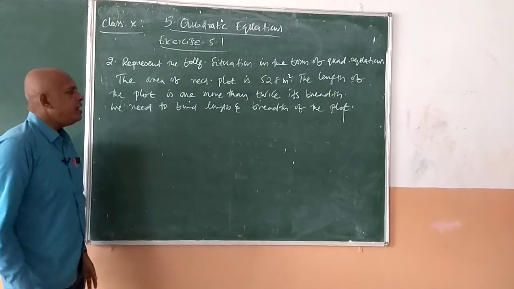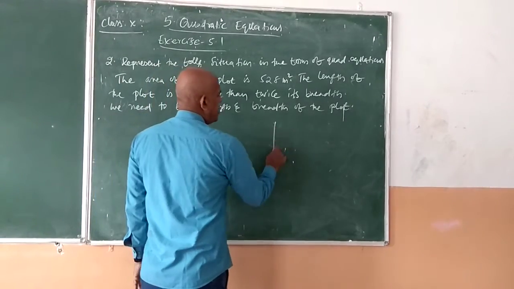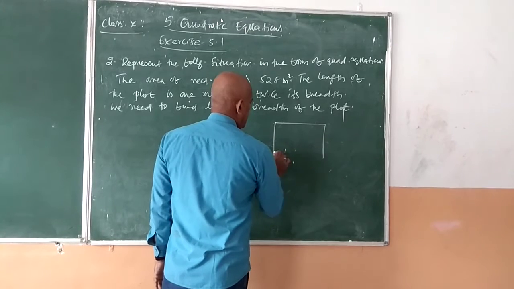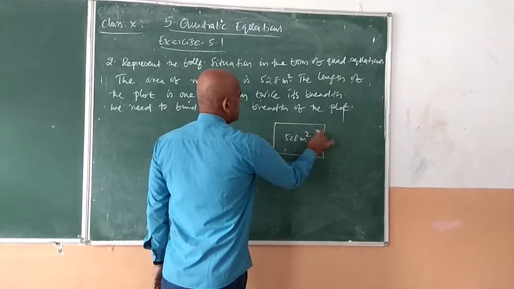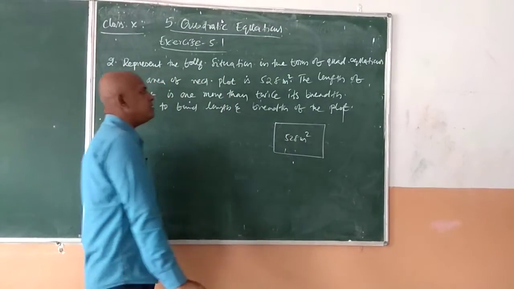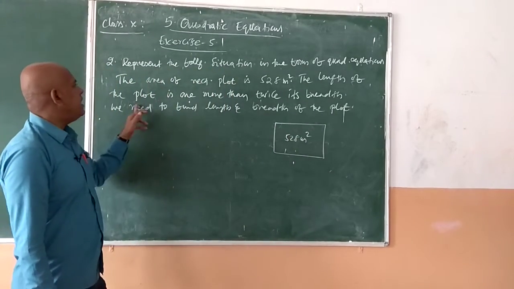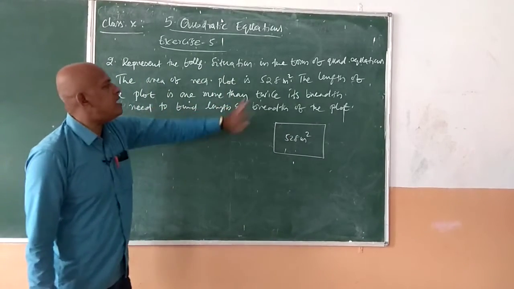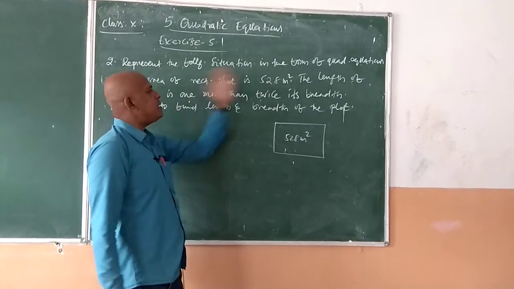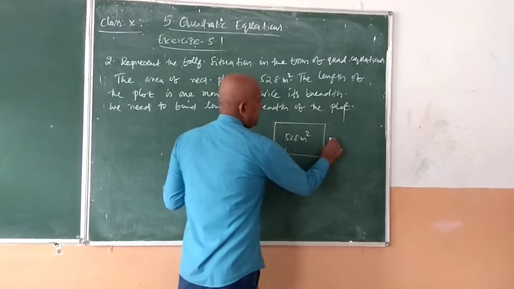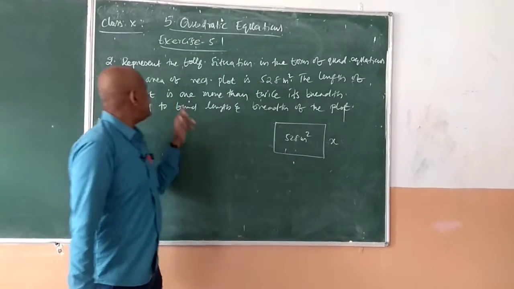The area of a rectangular plot is equal to 528 meters square. The length of the plot is one more than twice its breadth. So the given length depends upon the breadth. So let us take the breadth as x. Then what is the length given here?